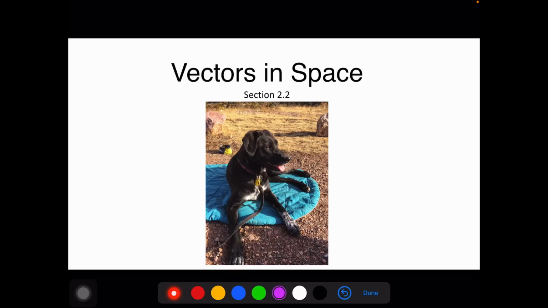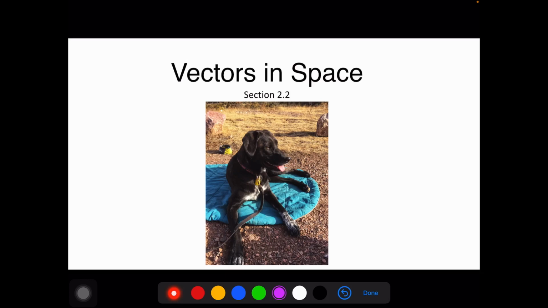In this section, we're going to talk about vectors in space. And so what I mean by that is we are now going to start thinking about things in 3 dimensions. And in fact, that's what we're going to be doing throughout this semester in this class.